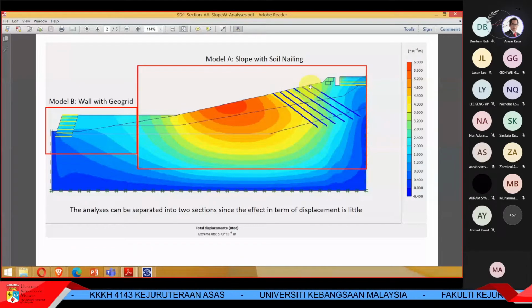Actually, it's a steel reinforcement. This is steel reinforcement. They call it soil nailing. And then when I studied this whole structure, it seems I can divide the problem into two issues here. Because here the deformation is very low, so I can analyze this one separately from this one.